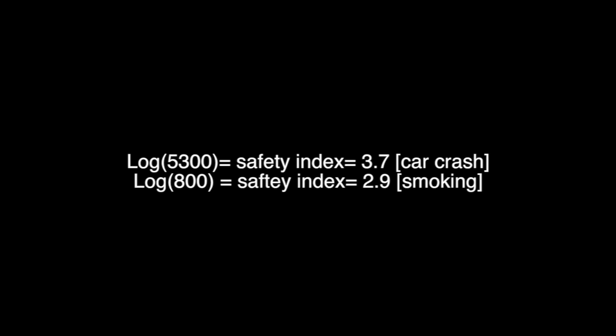If 1 in 5,300 people dies each year due to car crash, or 1 in 800 dies each year due to diseases caused by smoking, what is the safety index of the statistics? We calculate this by doing log 5,300, which is 3.7, and log 800, which is 2.9. Therefore, the safety index for car crashes is 3.7, and the safety index for smoking is 2.9.